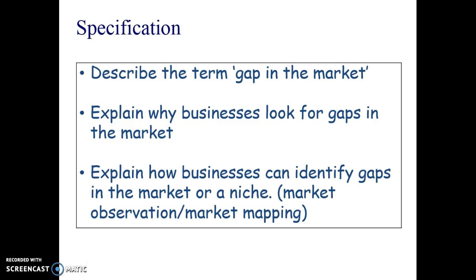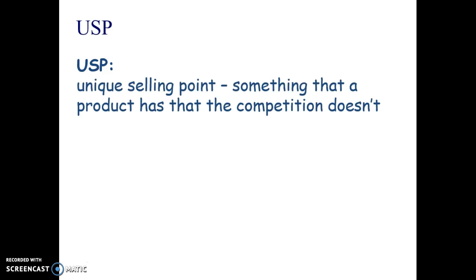We need to explain how businesses find gaps in the market and why they want to look for gaps in the market as well. So a few key terms coming up now. USP means unique selling point, and this is just something that sets a product apart from the competition. So it is meant to be unique, so only that product has it and the competition doesn't.